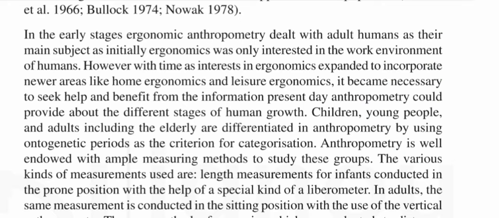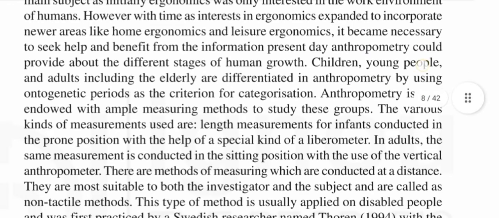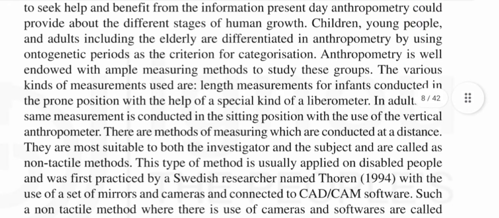Children, young people, and adults, including the elderly, are differentiated in anthropometry by using ontogenetic periods as the criterion for categorization. Anthropometry is well endowed with ample measuring methods to study these groups. The various kinds of measurements used are length measurements for infants conducted in the prone position with the help of a special kind of a librometer. In adults, the same measurement is conducted in the sitting position with the use of the vertical anthropometer.